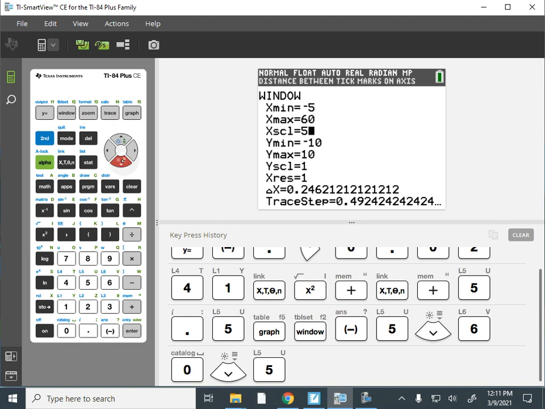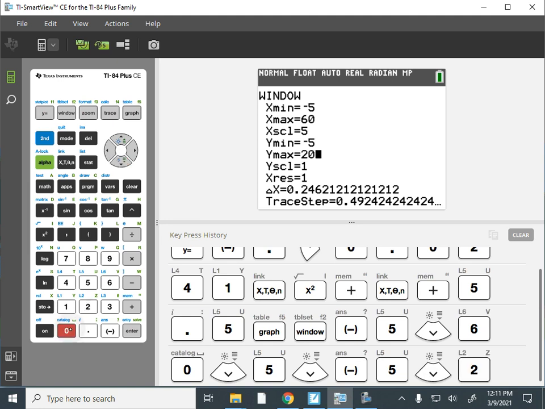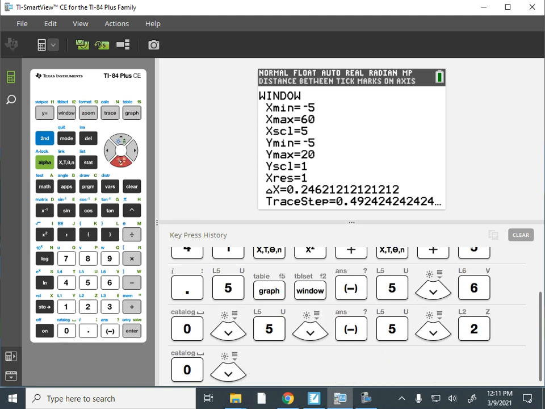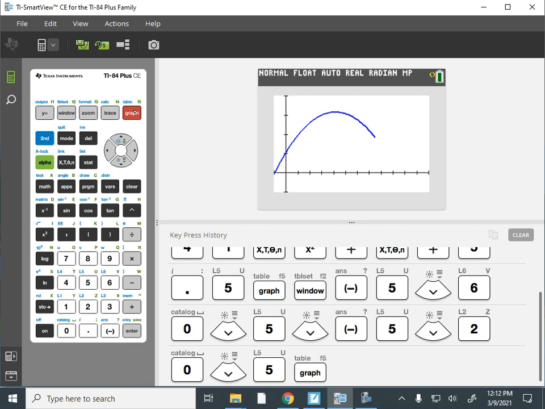And then my y min, again, we're dealing with the ground, which is at 0, so I'll just go a little bit less just to get a good picture. And I'll say my height was around 20, and I'll count by 5s as well. I want to go above 15, just in case it is above 15, and hit graph. So there we go. We have a good picture. And again, you could have adjusted it differently and still gotten a pretty good picture.